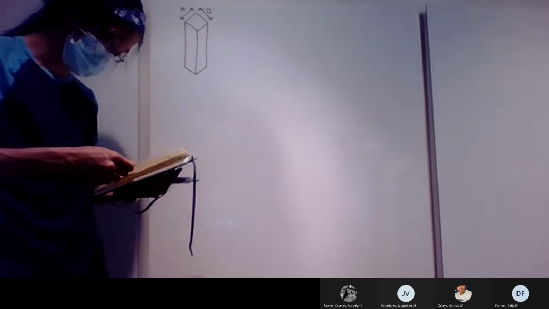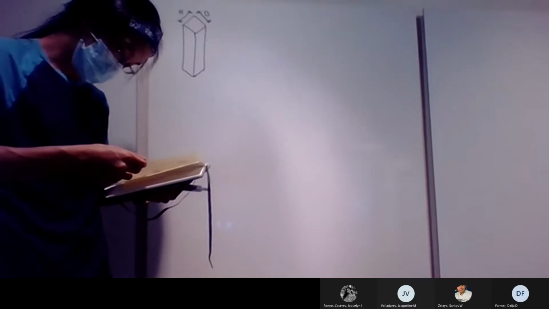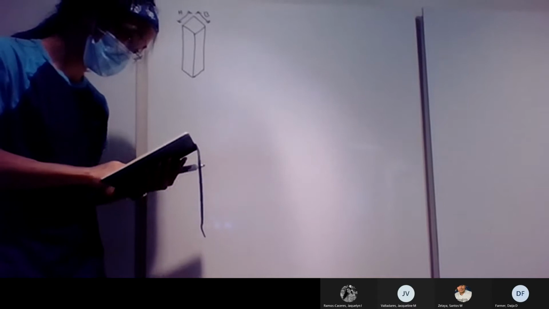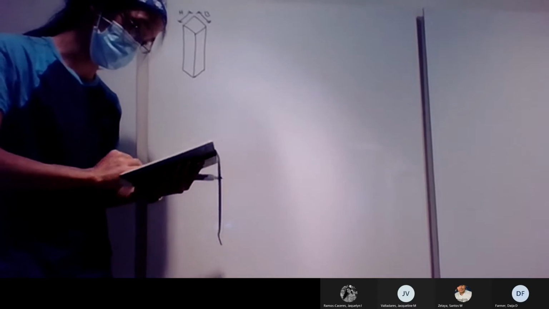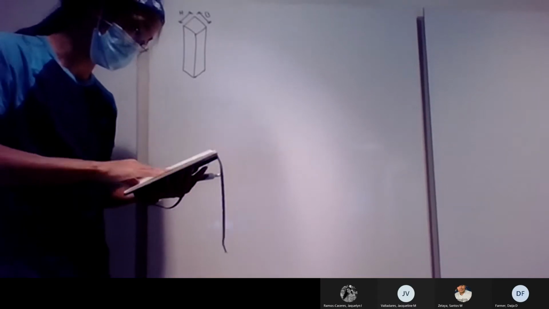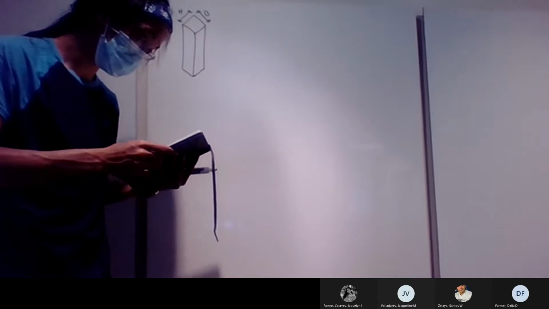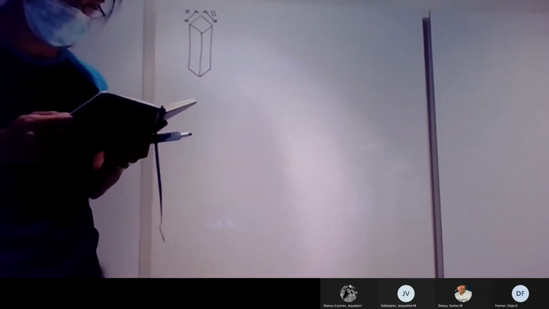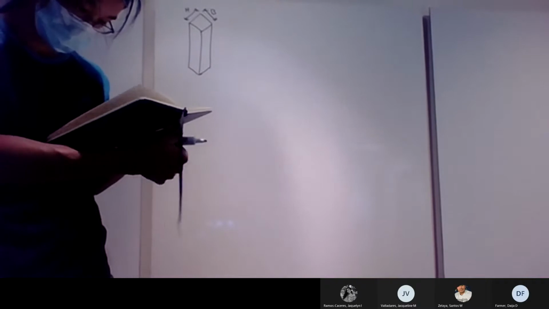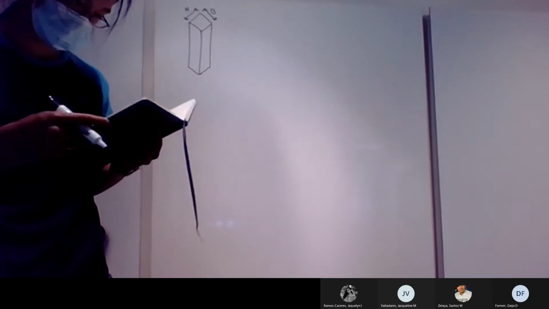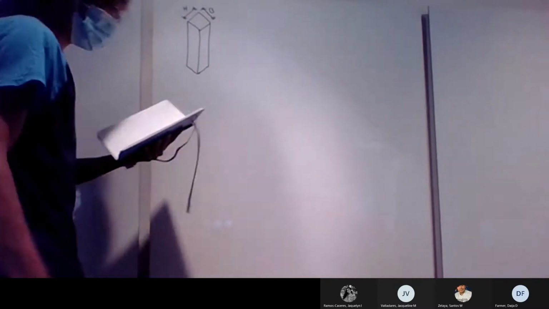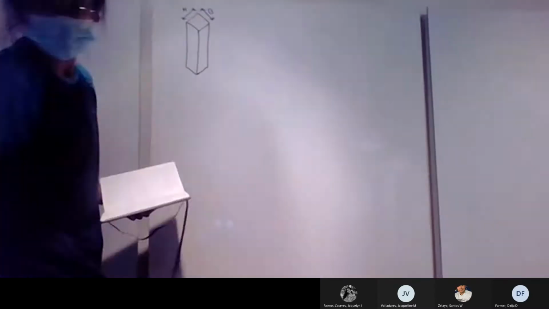Where's my notes? I knew I should have written this down somewhere more accessible. What are you looking for? What the A sub T stands for. Is it like area total or something, or volume? A tributary area. Tributary.